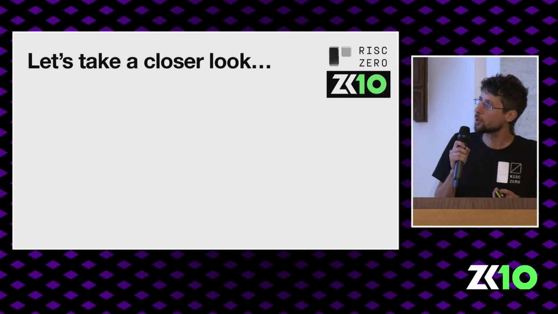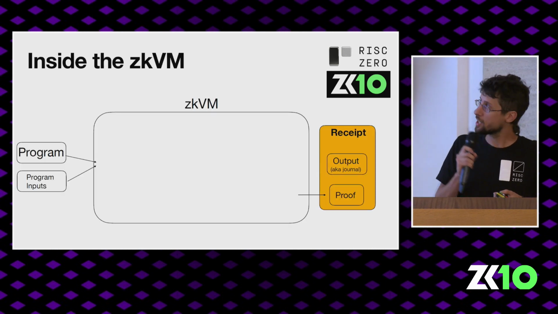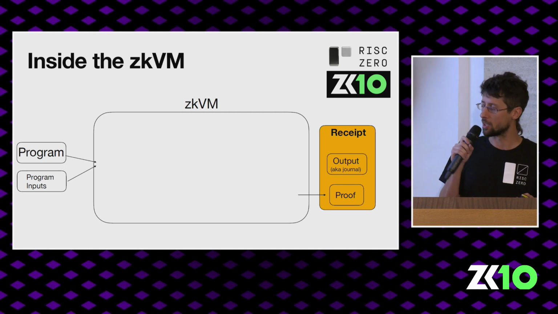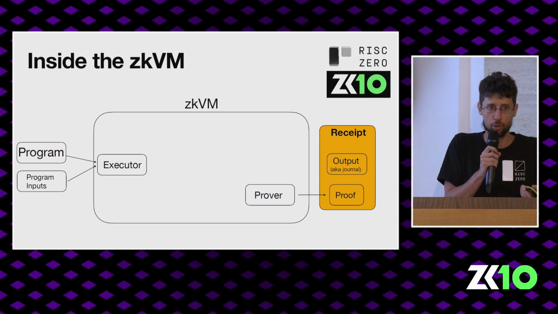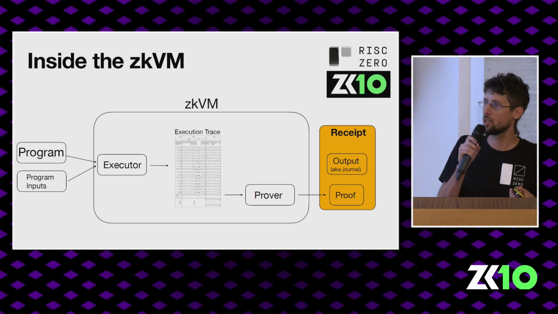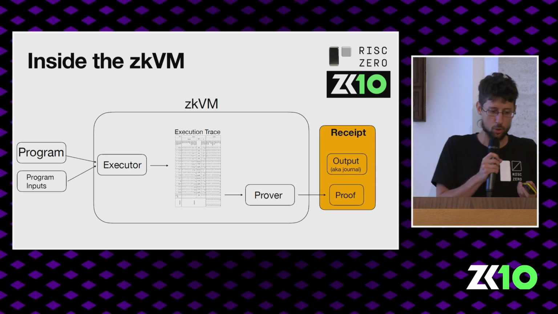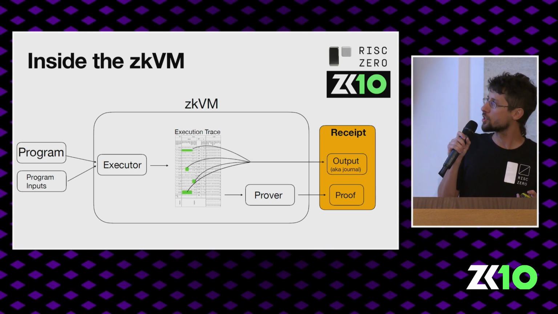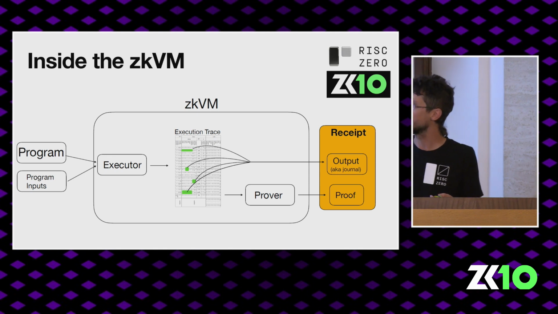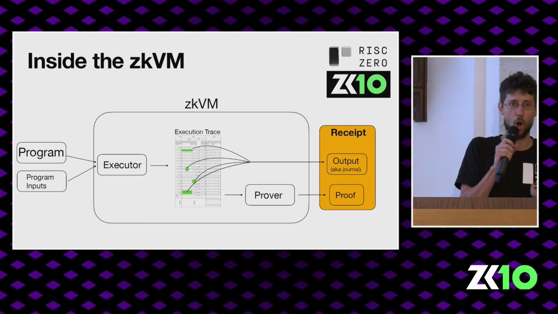Let's take a closer look at what I mean inside the zkVM. This is basically the picture that I showed you before, but zoomed in. And we have an object called an executor and a prover inside the zkVM. And there's this notion of an execution trace. And in order to generate a proof for the correct execution, we need to do something with this execution trace. Just to highlight, the public outputs of your proof here can be kind of arbitrary parts of the execution trace.